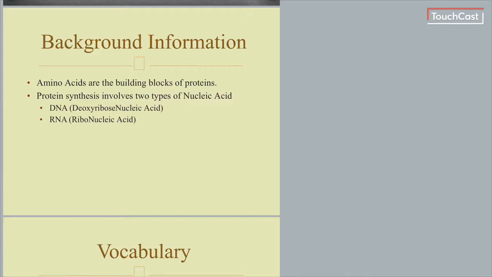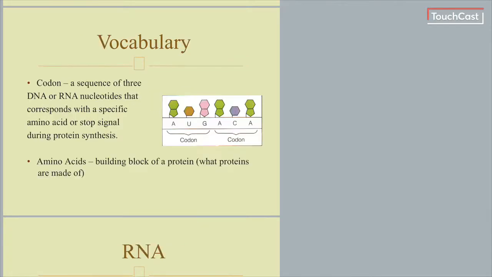And then we need to talk about the two different types of nucleic acid used in protein synthesis. That's DNA and RNA. These are both words you should have seen before within this unit, so I'm not going to take too much time to go over what they mean. But there are a few new vocabulary words we need to talk about. The first one is codon. A codon is a sequence of 3 DNA or RNA nucleotides that correspond with a specific amino acid or stop signal during protein synthesis.